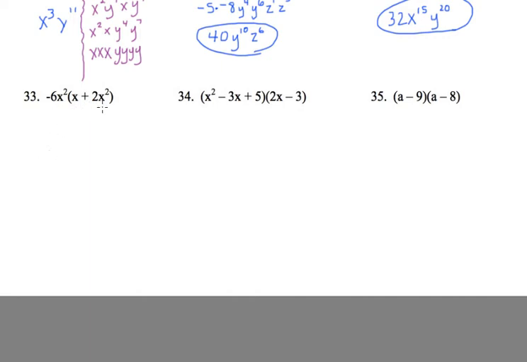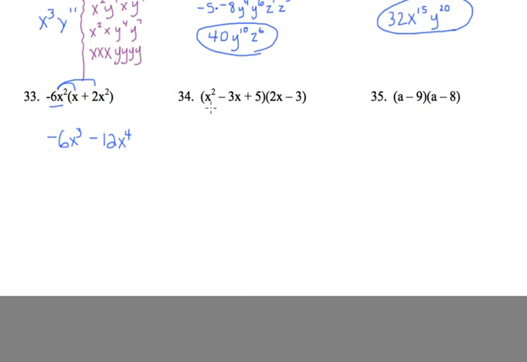When there's adding and subtracting in a problem, unlike problems 30 through 32, we have to use the distributive property. We have to multiply this negative 6x squared first times the x and then by the positive 2x squared. So negative 6x squared times x is negative 6x to the third power. And then negative 6x squared times positive 2x squared is negative 12x to the fourth. Remember, we're multiplying here. That's why it's changing to x to the fourth.